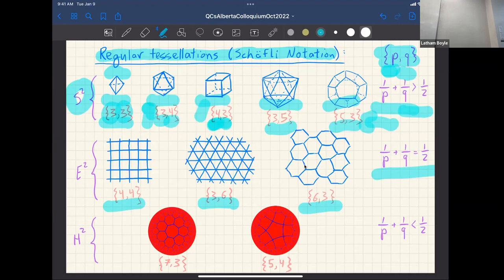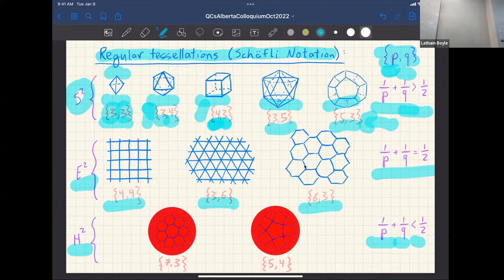But then if 1/p plus 1/q is less than a half, those still form perfectly good regular tessellations. It's just that they don't positively curve, they don't lie flat, they have to live in negatively curved hyperbolic space, H2. Sorry, E2 here was supposed to be just Euclidean space.